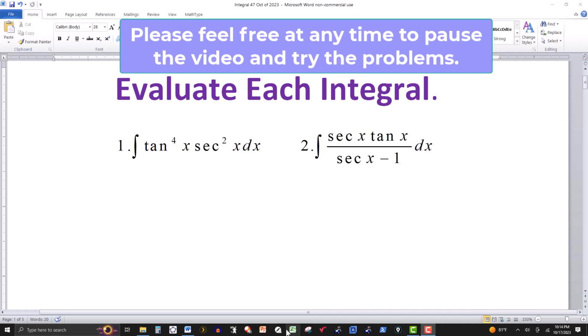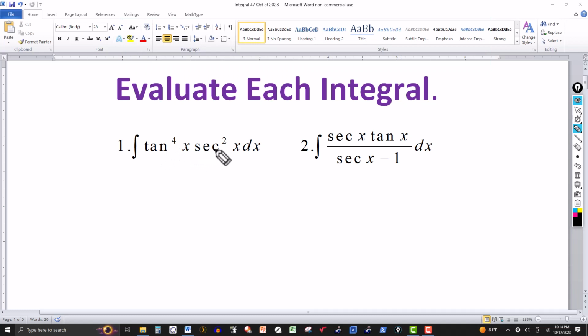In this video we have two trigonometric integrals to evaluate. So let's look at the first one. We have tangent to the fourth and secant squared. We know the derivative of tangent is secant squared. So I'm going to use the u substitution, let u equal to tangent of x.